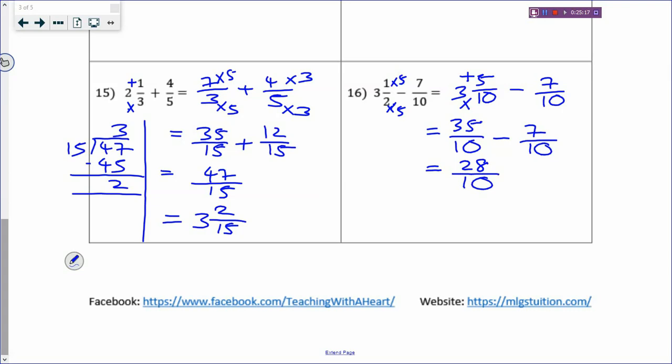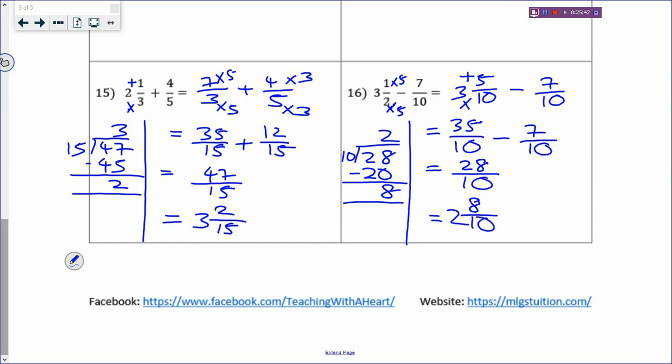And then always, alright, change back to a mixed number and you divide. Okay, divide to change back to a mixed number. So you have 2 times 10, which is 20, and the remainder is 8. So how do you change it into a mixed number? I think by now you should be very good already. So your quotient is the whole number, and the remainder is on top, and the 10 is below.